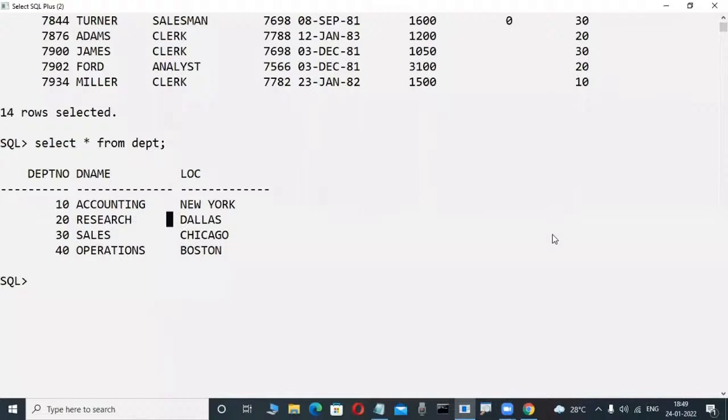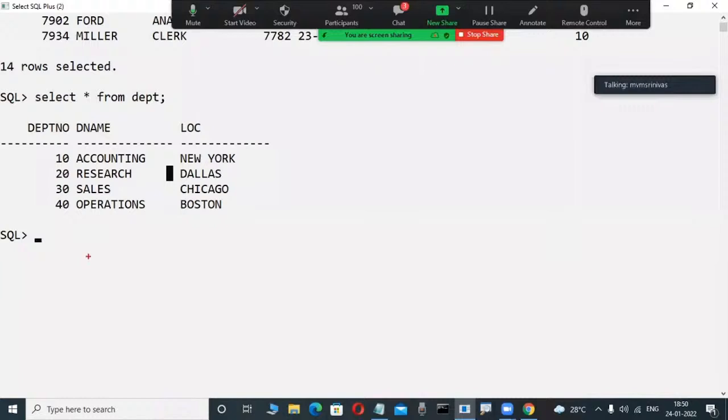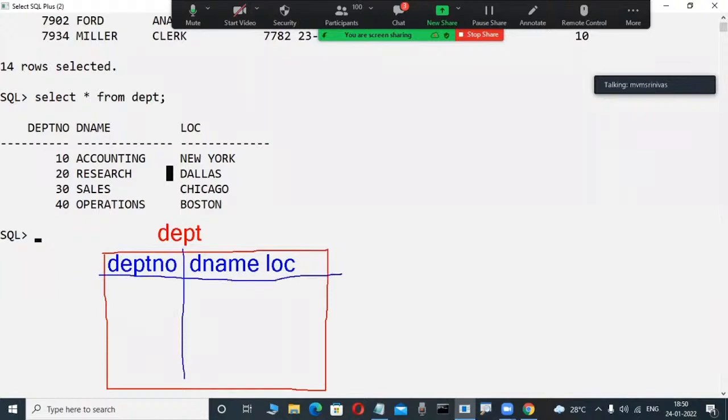Now check it out. Why master and child? How can I create them? I will tell you. First observe it here. Slowly observe, two minutes is enough, easily understandable. Suppose this is a DEPT table, Oracle Corporation giving. In this DEPT table, 3 columns are there: DEPT number, D name, and location.